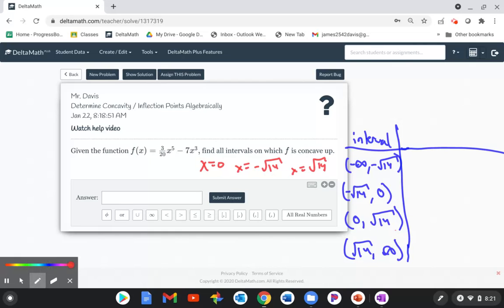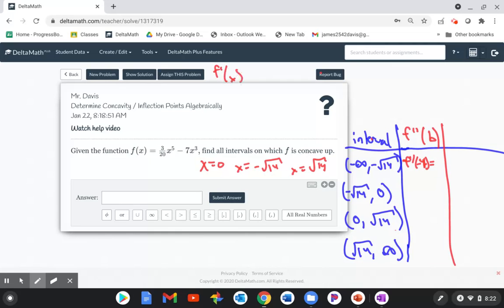Then we're going to do some test points. We're going to plug these test points into f double prime. So we need to plug in numbers that would fit in each interval. Square root of 14 is somewhere between 3 and 4, because square root of 9 is 3 and square root of 16 is 4. So it's probably like negative 3.8 or something like that. So let's just plug in negative 4. And we just want to see if that is positive or negative.